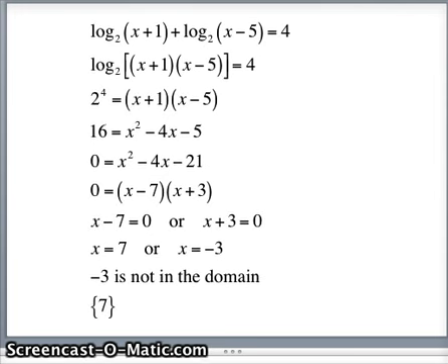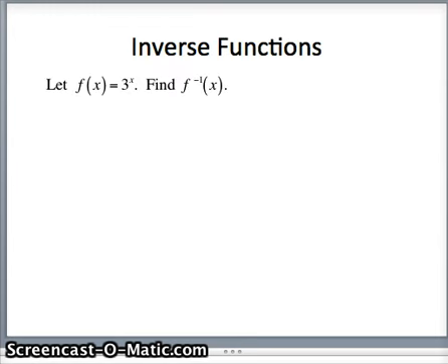We also like logarithms to help us find values of inverse functions. So if I'm looking at f of x equals 3 to the x, I want to find f inverse of x. What is f inverse of x? Well, our general strategy was to rewrite the function as y equals 3 to the x, and then switch the x and the y. Now I have x equals 3 to the y, and your goal is to solve for y.